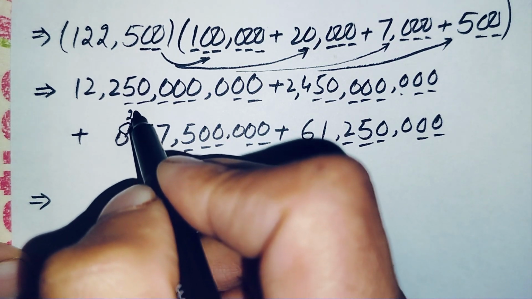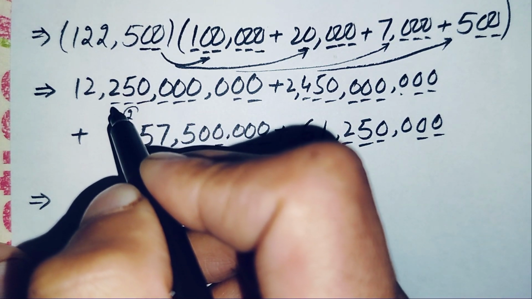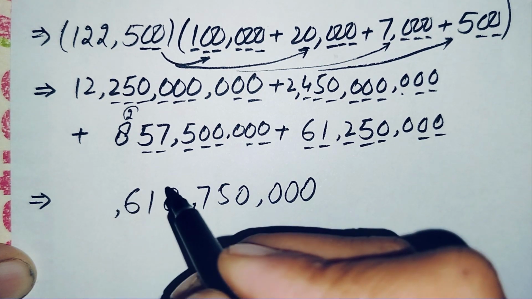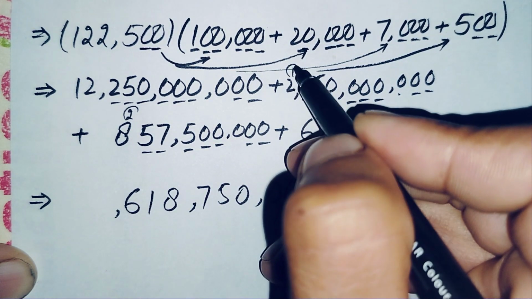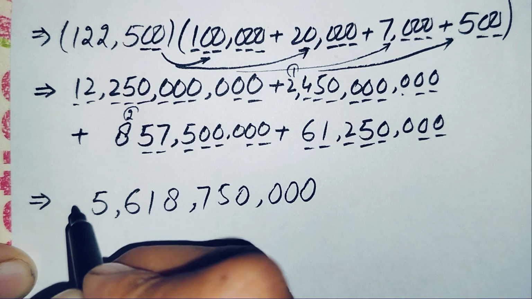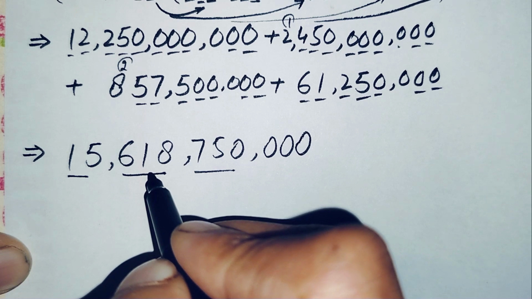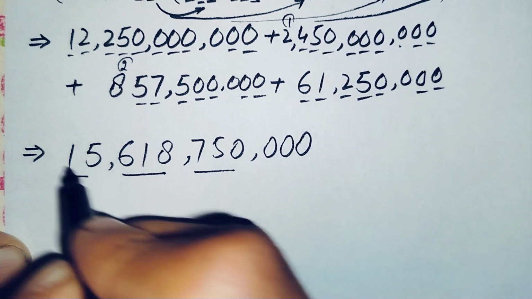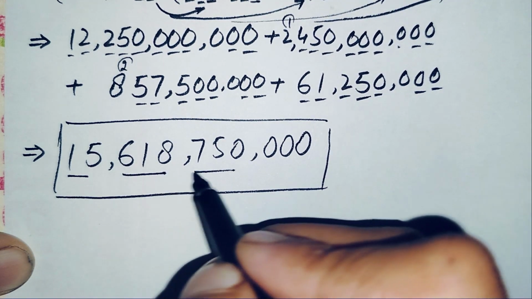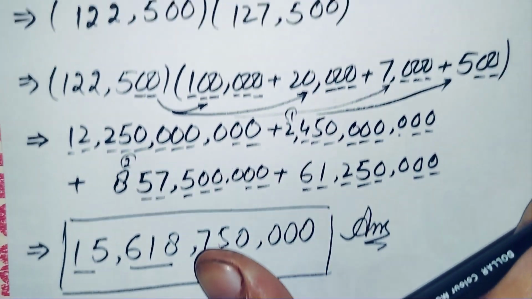Next digit is 8. So 8 plus 2 is 10, 10 plus 4 is 14, 14 plus 2 is 16. So this will become 6, and 1 will be carried to the next digit. Next digit is 2. 2 plus 1 is 3, 3 plus 2 is 5. So this will become 5. Next digit is simply 1. So this gives us 15,618,750,000. So finally 15,618,750,000 is our final answer and the value of this beautiful math problem.